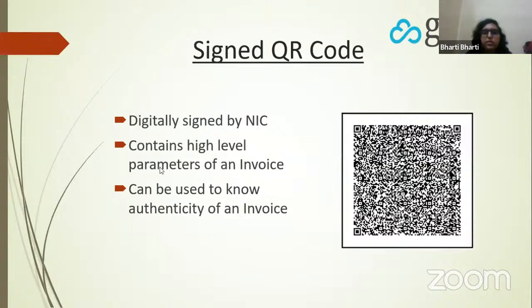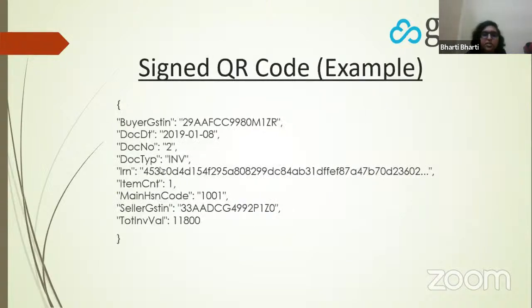Now the QR code. This is digitally signed by NIC. If you scan the QR code, you get certain parameters. It will not give you all the information of the invoice, but the major information like the supplier GST number, the main HSN, the document number, everything you will get by scanning this QR code. You'll also get to know the authenticity of the invoice. This is the information you get when you scan the QR code: the buyer GST number, document date, number, document type, IRN, item count, main HSN code, seller GST, and the total value.